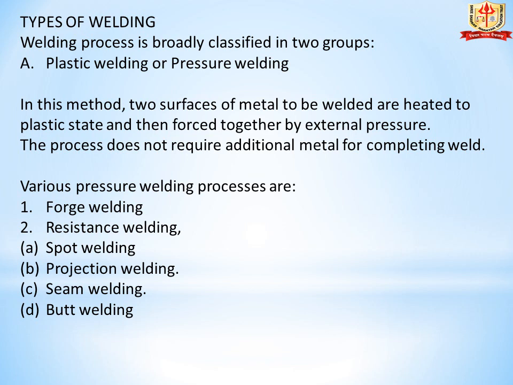Various pressure welding processes are: first is forge welding, second is resistance welding. In resistance welding, there are subtypes. First is spot welding, second is projection welding, third is seam welding, and fourth is butt welding.